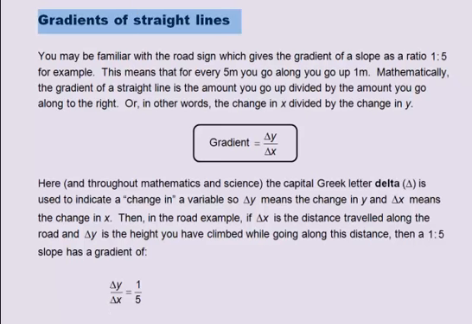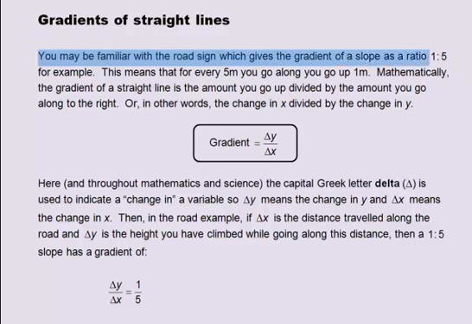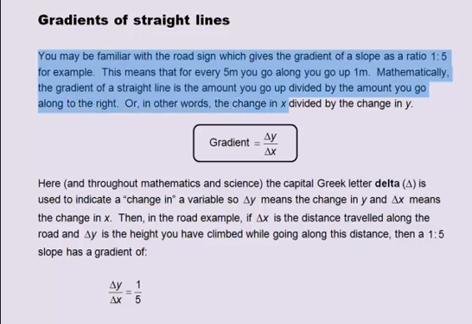Gradients of straight lines. You may be familiar with the road sign which gives the gradient of a slope as a ratio 1 to 5, for example. This means that for every 5 metres you go along, you go 1 metre up. Mathematically, the gradient of a straight line is the amount you go up divided by the amount you go along to the right, or, in other words, the change in x divided by the change in y.